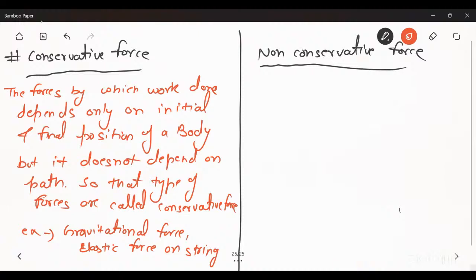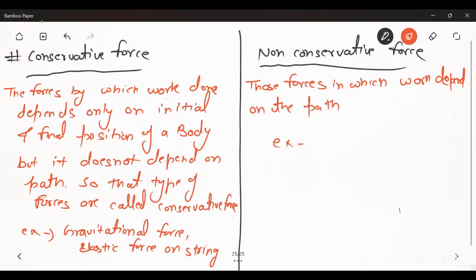So those forces in which the work depends on the path are known as non-conservative forces. The example of non-conservative force is frictional force. Frictional force depends on the path.